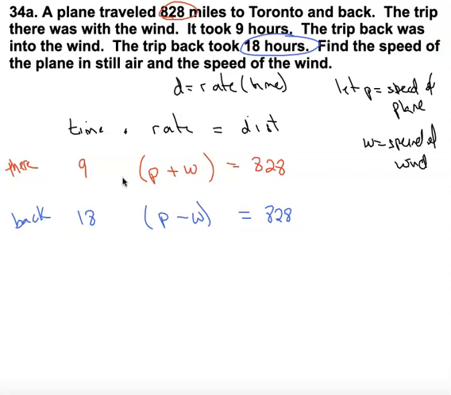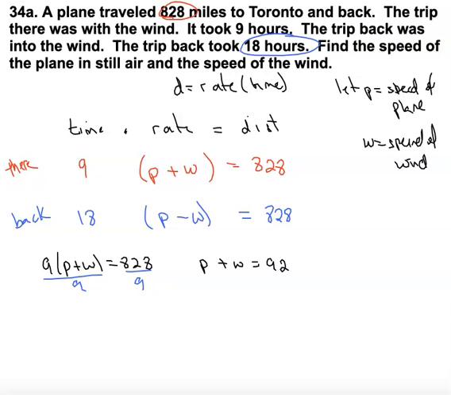So now you have two equations: 9 times the quantity of P plus W equals 828. I could distribute the 9 here very easily, but I'm not going to distribute the 9. I'm actually going to divide by 9 here. When I divide both sides by 9, I'm left with P plus W equals 92. That's going to make my equation a little easier.